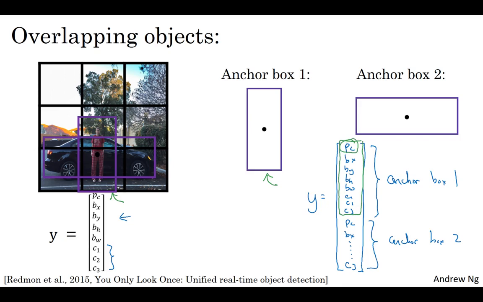Yes, there is a pedestrian. Use this to encode the bounding box around the pedestrian, and then use these to encode that that object is a pedestrian. And then because the box around the car is more similar to the shape of anchor box 2 than anchor box 1, you can then use these to encode that the second object here is the car, and have the bounding box and so on be all the parameters associated with the detected car.